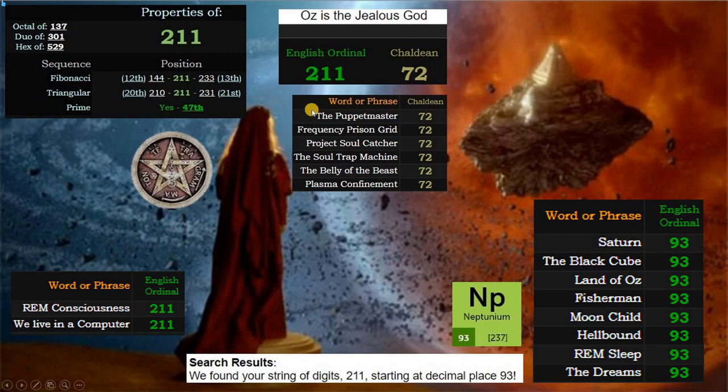And it is linked to the frequency prison grid. So this frequency prison grid is formed by the poisonous frequencies. Then we have Project Soul Catcher, the soul trap machine. So they catch our souls and put us in this machine. The belly of the beast, we are in the belly of the beast. And plasma confinement.